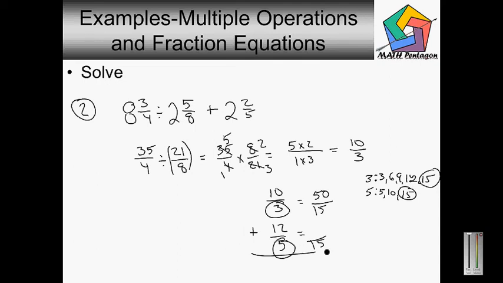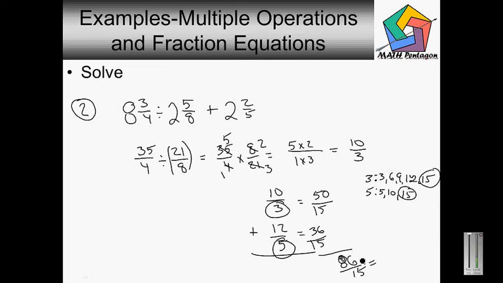5 goes into 15 3 times. So 3 times 12 is 36. So 50 plus 36 is 86. So it's 86 over 15.